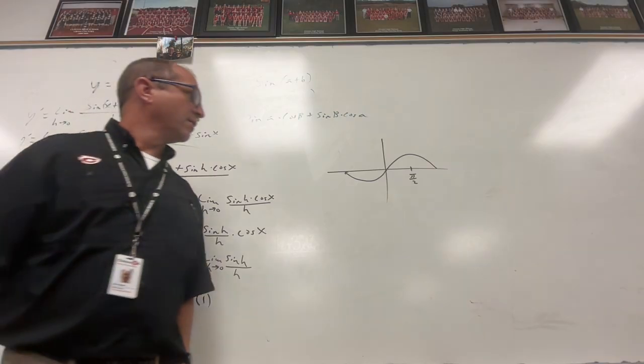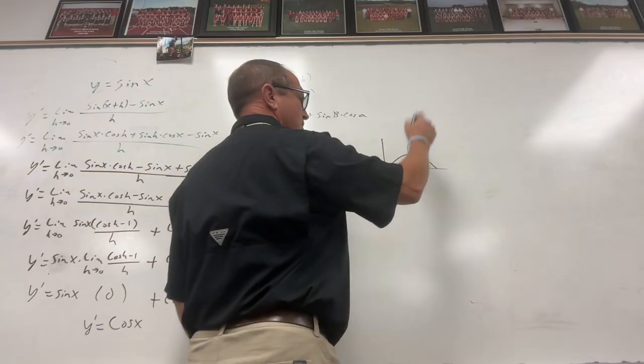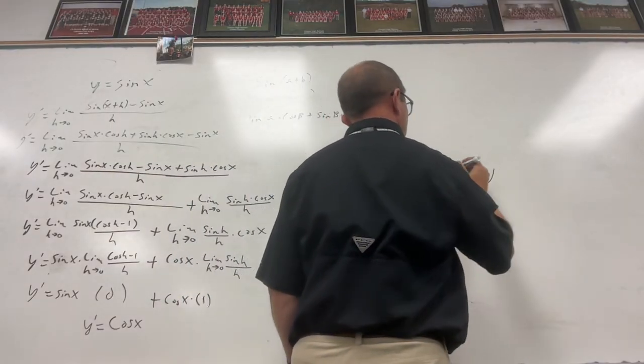The cosine of pi over 2 is 0. Well, what's the slope right here? 0. Think about this also. All right, I'm going to continue this out.